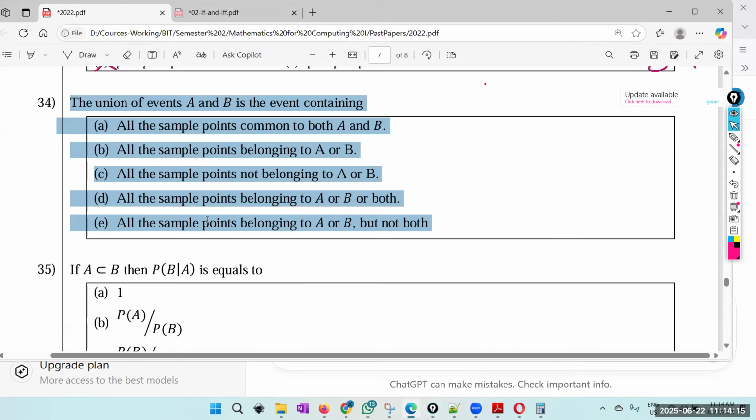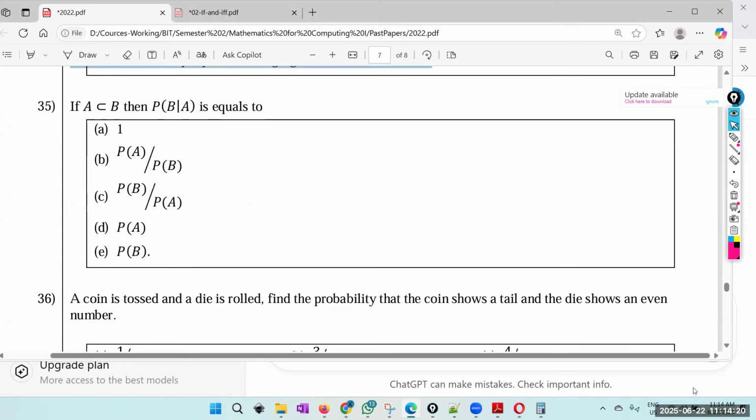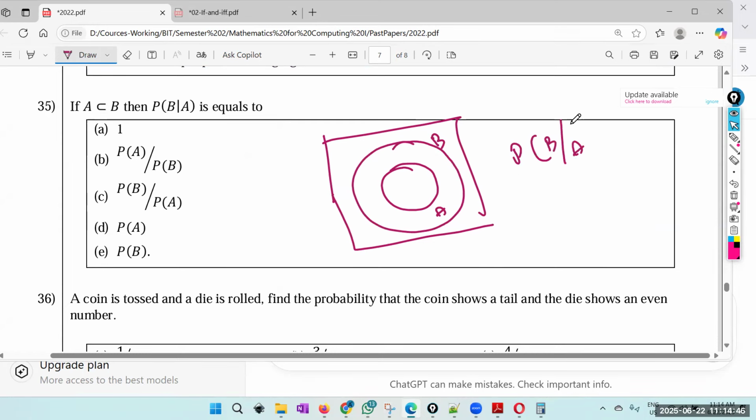Okay. Right. 35. If A is a subset of B, the conditional probability of B given A is, right? B given A. So A is a subset of B. It's a proper subset of B actually. Right? A is a proper subset of B. Probability of B happening given A has happened.